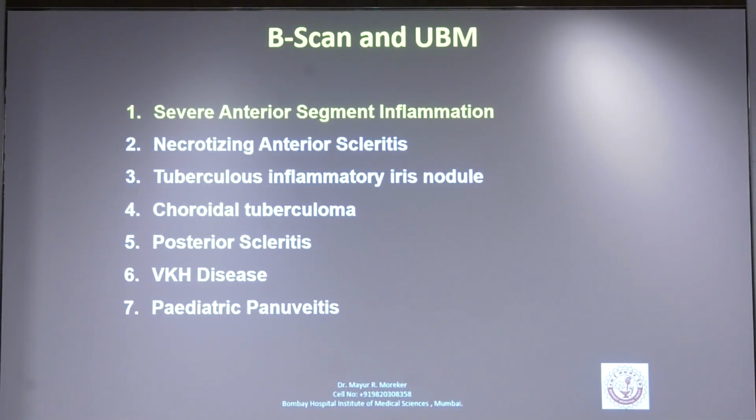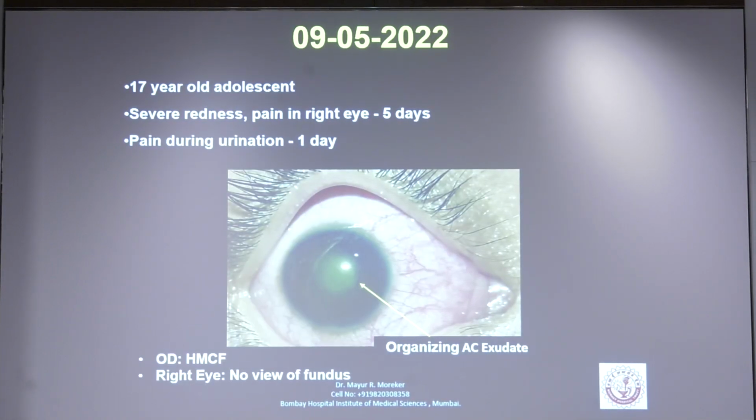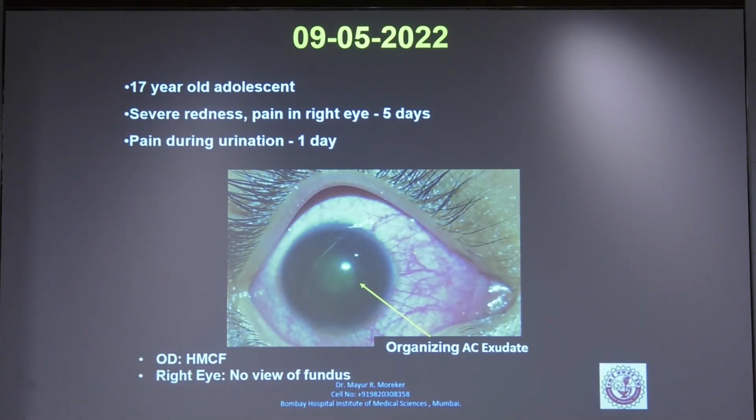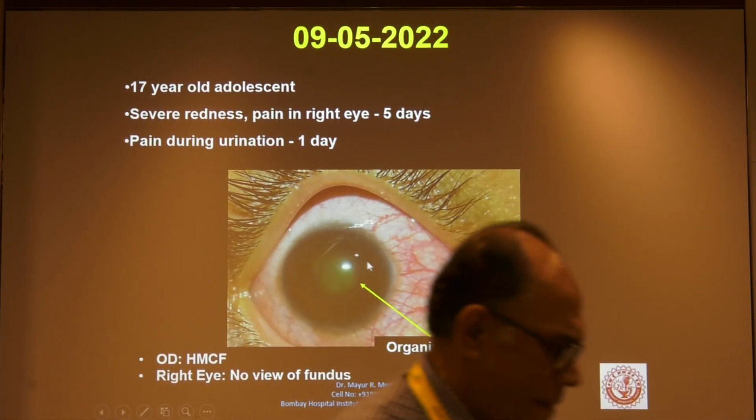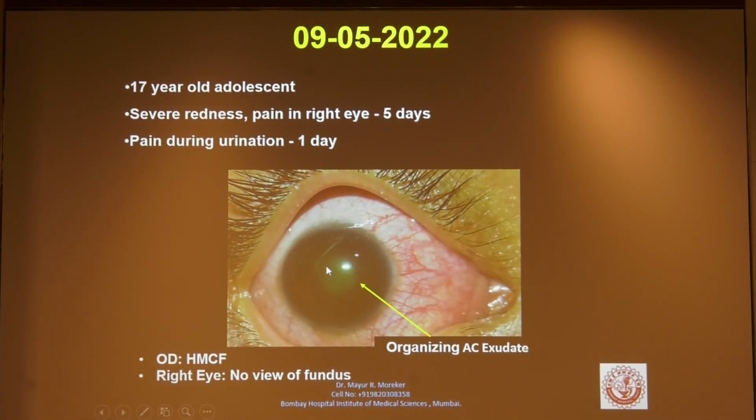We are talking of the first case scenario, that is severe anterior segment inflammation. This is a 17-year-old adolescent with severe redness and pain in the right eye, 5 days duration, and with a history of pain during urination for the past 1 day. You can see an organizing AC fibrinous exudate. The vision in the right eye was hand movement close to face, and there was no view of the fundus.